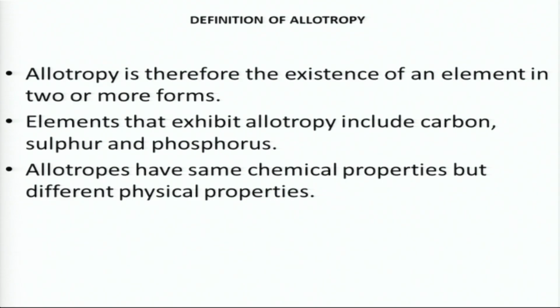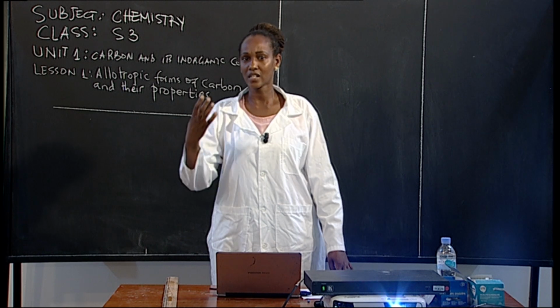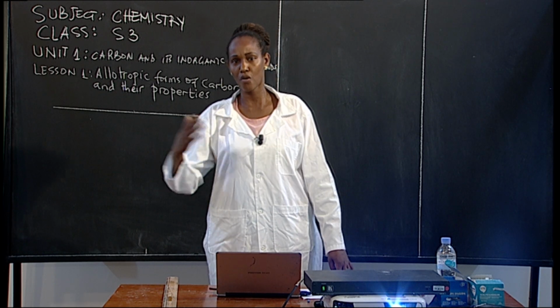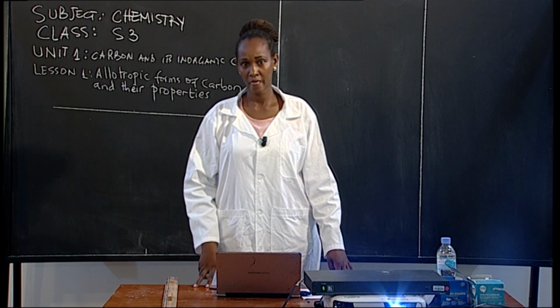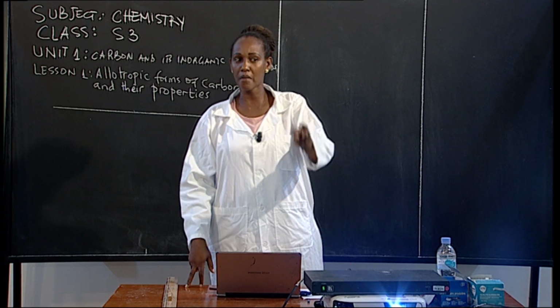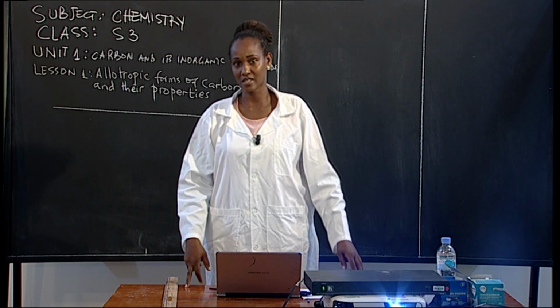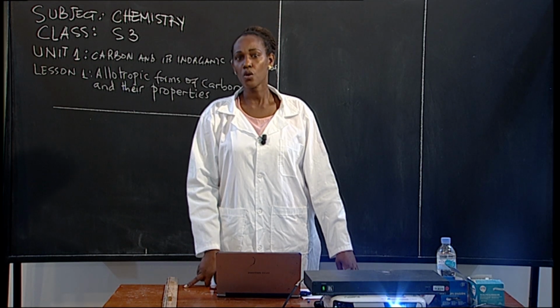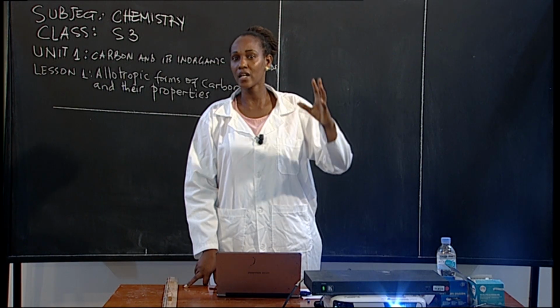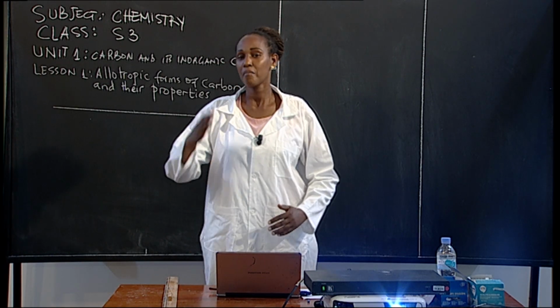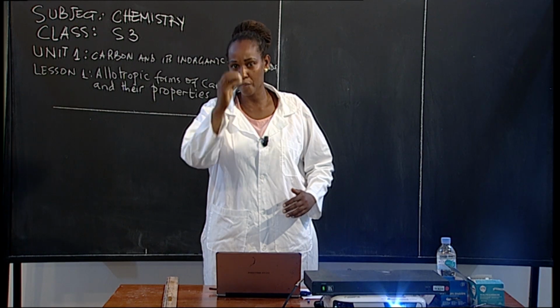All right? Good. So I think everybody has picked what the word allotrope is. Allotrope is the existence of an element in two or more than two forms. So you find some elements exist in one form, but for those that exist in two or more than two forms, we call them allotropic. Among them, we have carbon, sulfur, and phosphorus. They have the same chemical properties, but different physical properties.